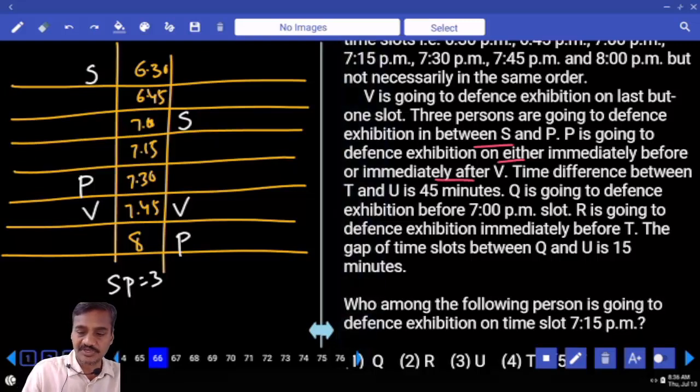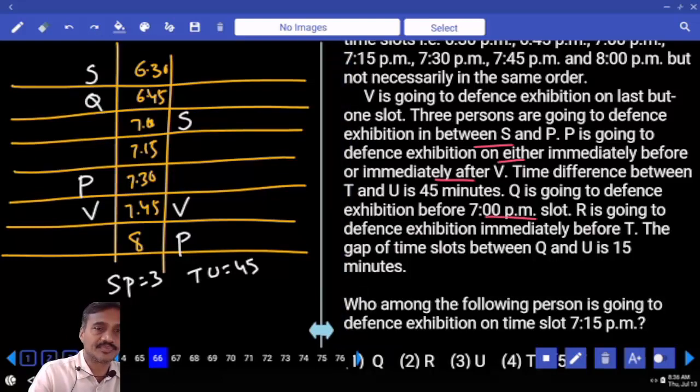And the time difference between T and U. T and U, what is the difference we have? 45 minutes. And Q is going to defense exhibition before 7 p.m. Now Q is before 7 p.m. Q can be here. Now in this case, how many different possibilities are there? These two, and there are 2 different possibilities.